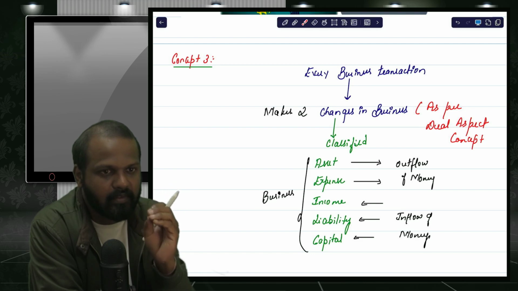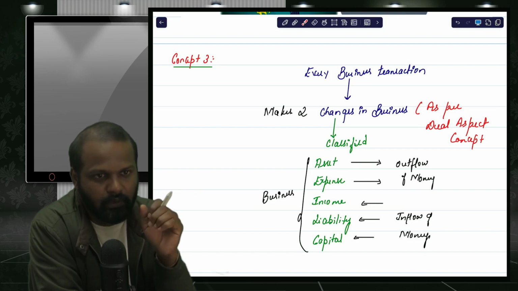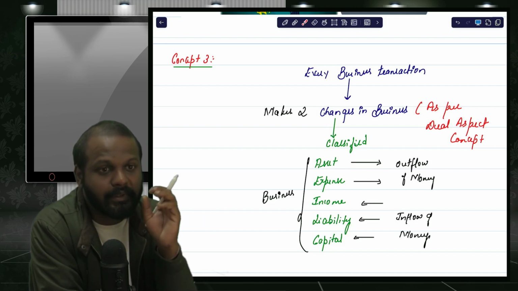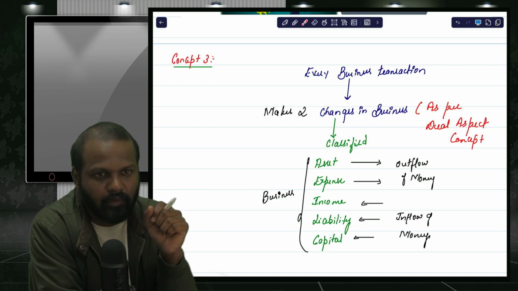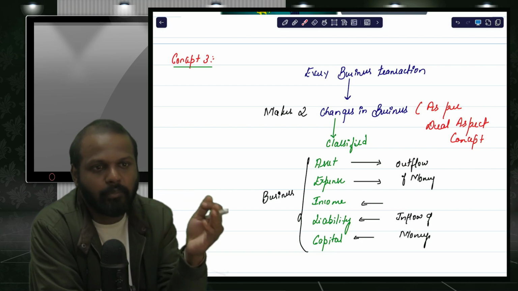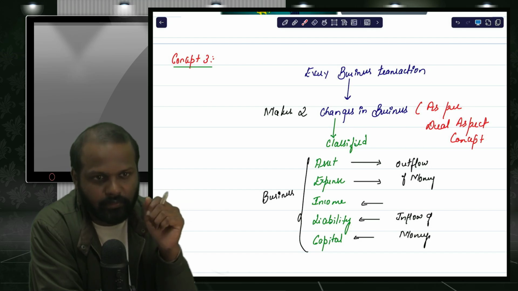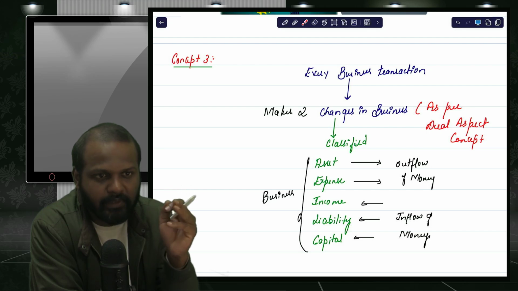For example, sale of goods for cash. You sold goods to the customer for cash. This is a business transaction which can be measurable in terms of money. Purchase of goods for cash. So all these are examples of business transactions.